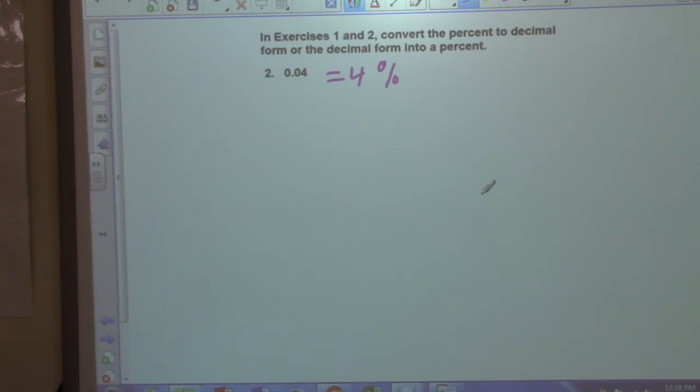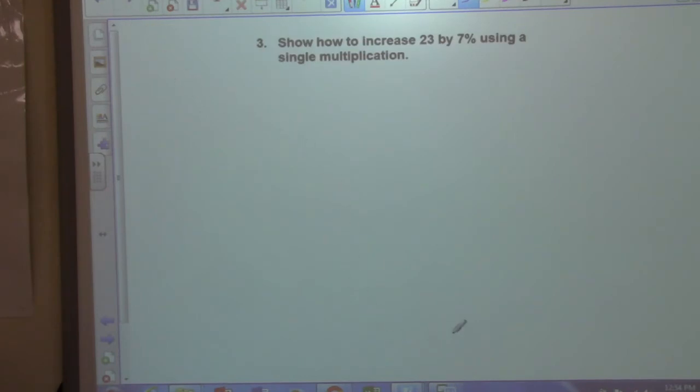Next, this one here. Show how to increase 23 by 7% using a single multiplication. So you can do 23 times 0.07. Nope. 23 times 1.07. What is 1.07? 107% of 23. That's how you do it. If you multiply it by a decimal and add it. 7% and then I add it all. Where did the 1 come from?